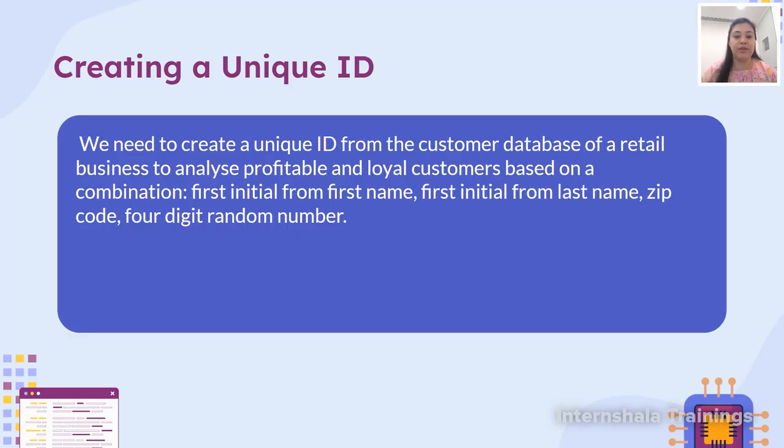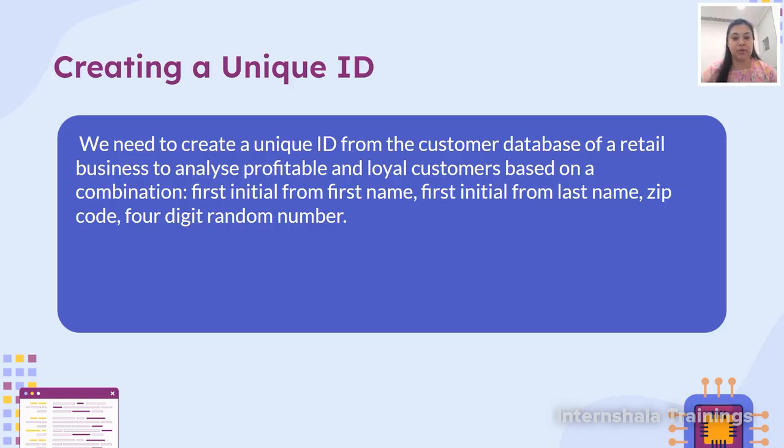How will the combination be? First initial from the first name, that is the first letter from the first name, then first initial from the last name, that is the first letter from the last name, and the zip code and a 4-digit random number. That means 4 things we have to create to make a unique ID for each and every customer. The first letter of the first name, first letter of the last name, then zip code and a 4-digit random number.